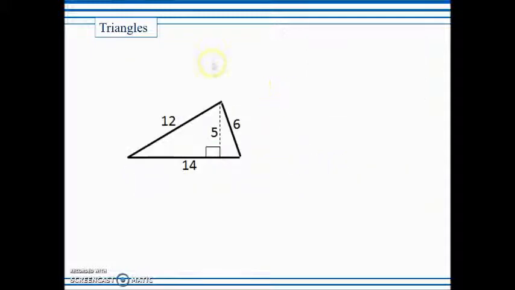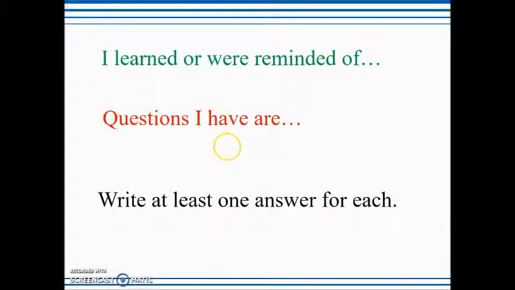Okay, here's one for you to try. I've given you the dimensions all the way around the triangle, and I've given you the height of the triangle. So find the perimeter, and then find the area of the triangle. Okay, before you finish, tell me something that you learned or were reminded of, and a question that you have.